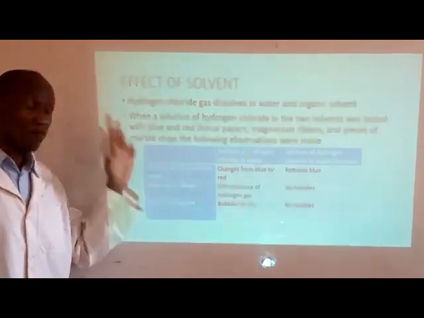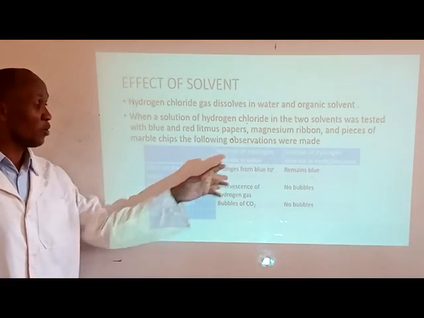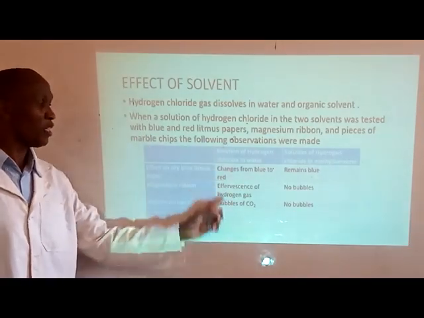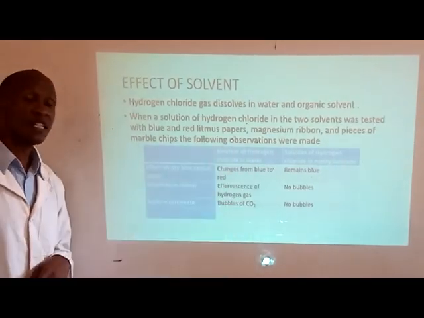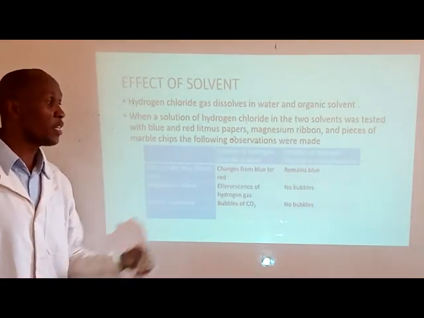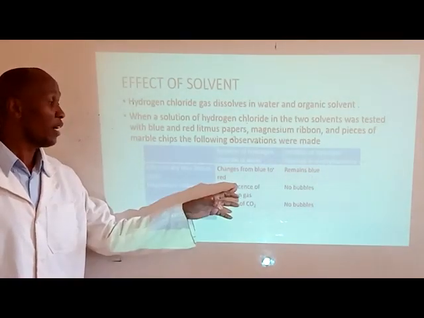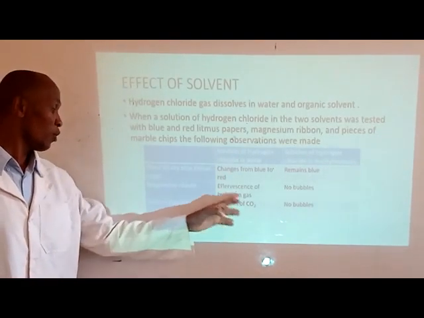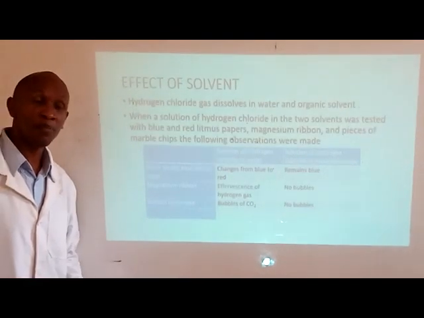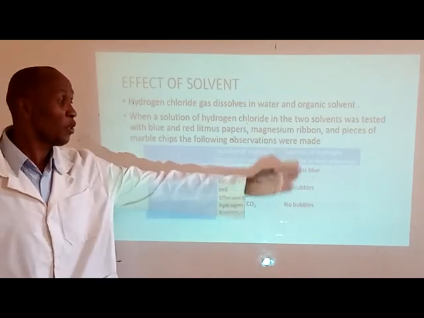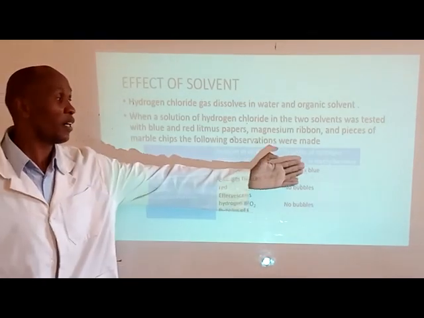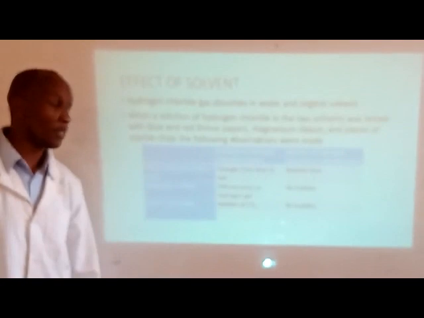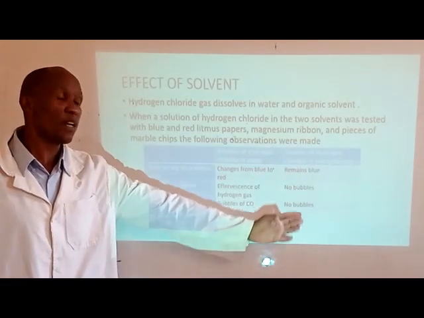Now, if you investigate the two solutions, you'll discover that the solution in water has acidic properties. It will change a blue litmus paper red. It will produce bubbles with magnesium. It will produce bubbles with carbon(IV) oxide. But when you dissolve it in an organic solvent like methyl benzene, it will not have any acidic property.